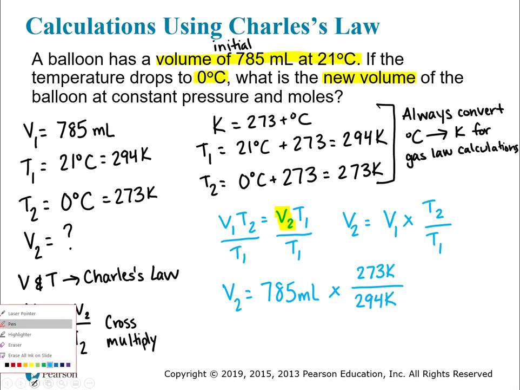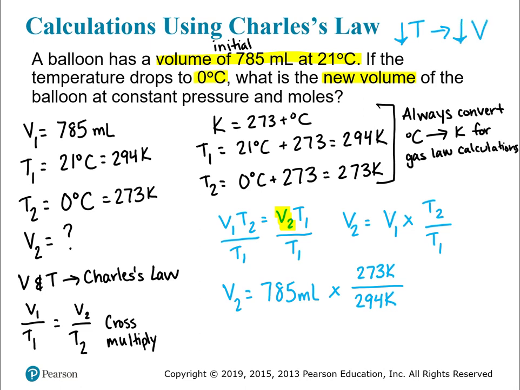Before we touch the calculator, let's think about what we expect. To go from 294 Kelvin down to 273, that's a decrease in temperature. Charles's law says whatever happens to the temperature, the same thing is going to happen to the volume. So we expect that the volume should be less than 785 milliliters. When we look at our units, the Kelvin cancel, our answer is going to be in milliliters, and that's perfectly fine.